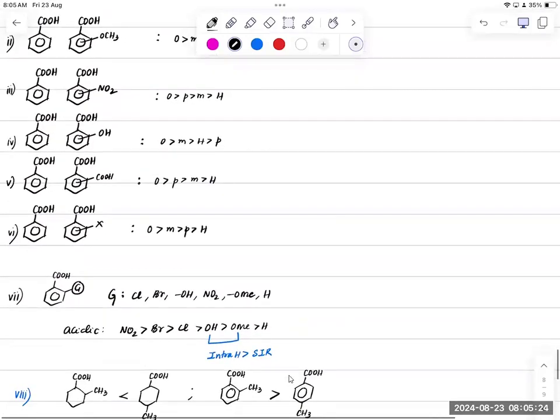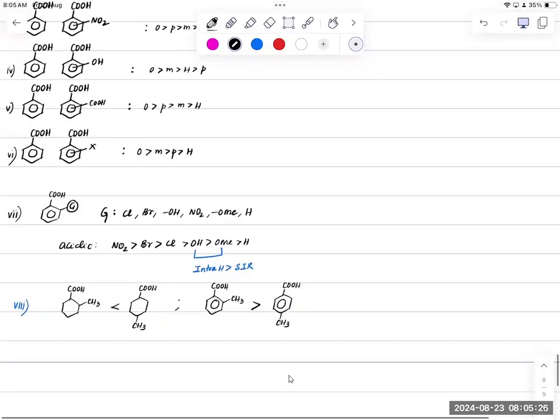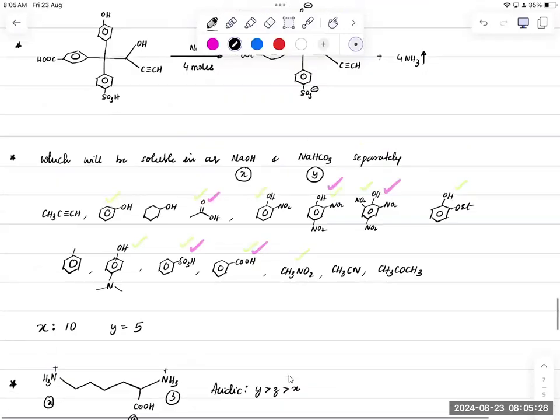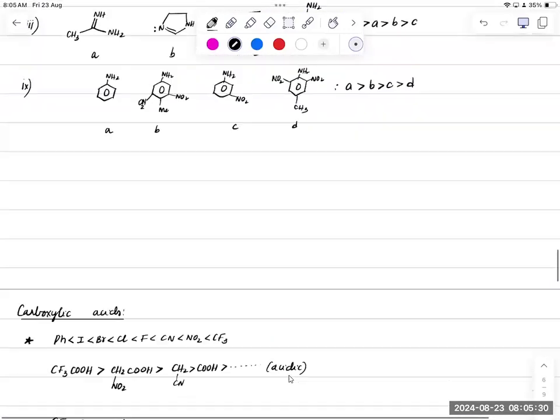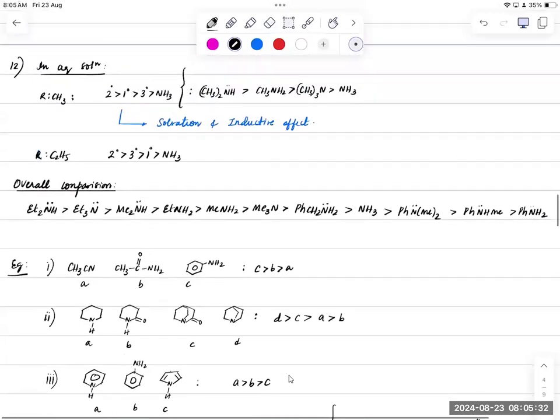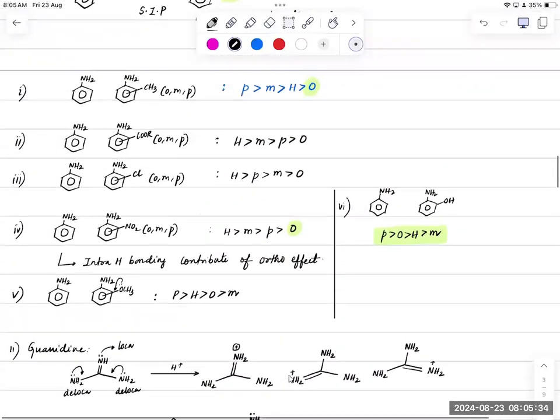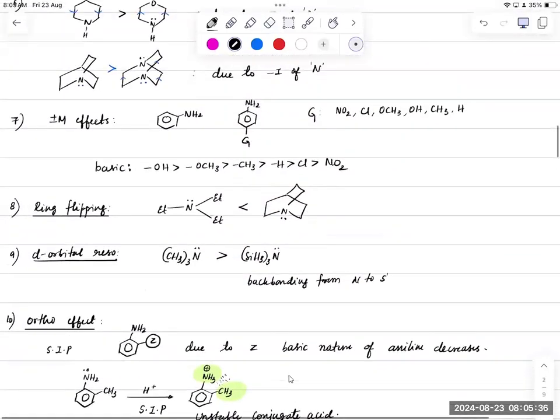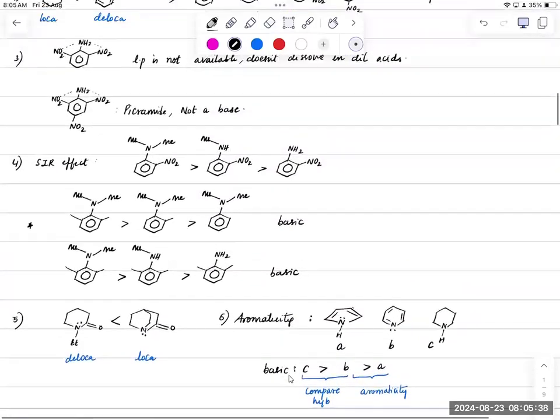I think that's it. These are all the basic acidic and basic stuff which you need to know from this topic. Mainly anilines are the ones which you need to revise more thoroughly. Please check out all the amine cases properly.